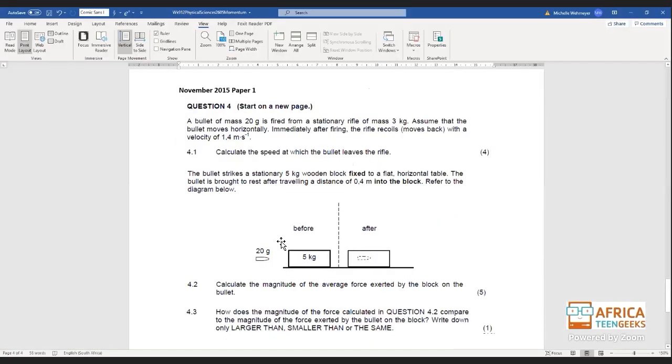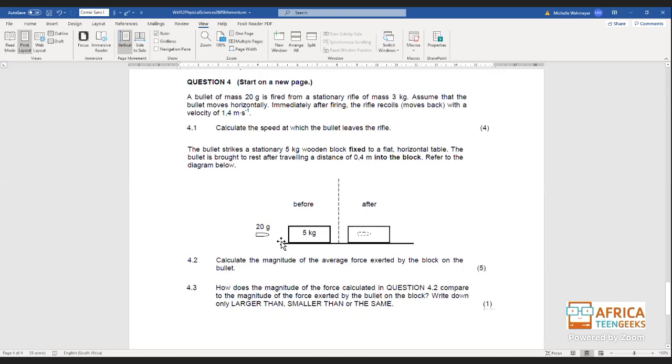Okay, then they tell us the bullet strikes a stationary 5 kg wooden block fixed to a flat horizontal table. The bullet is brought to rest after traveling a distance of 0.4 meters into the block. Refer to the diagram below. So then they just show you the bullet is coming in here, there's your 5 kg block, and then afterwards it gets stuck in the 5 kg block. 4.2, they ask you to calculate the magnitude of the average force exerted by the block on the bullet.